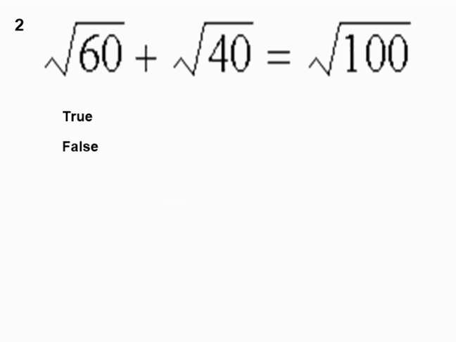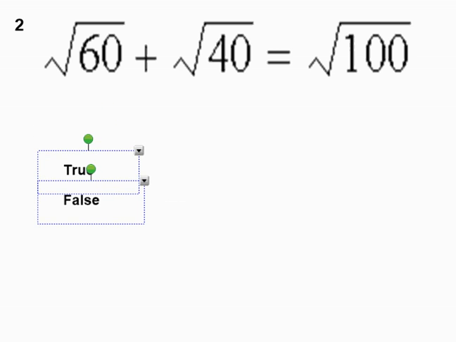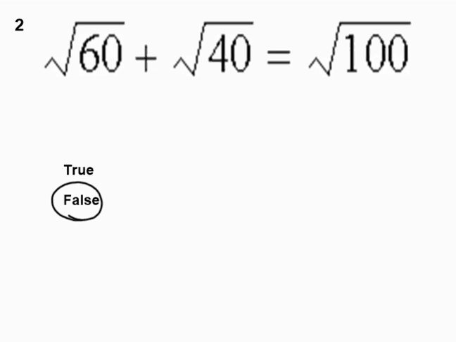Question 2, the square root of 40 plus the square root of 60 is equal to the square root of 100. And this answer is false, and I'll explain why. If we think what the square root of 60 is on a number line, the square root of 64 is 8. The square root of 49 is 7. So we know that the square root of 60 is going to be 7 decimal something. We don't really care what it is right now.